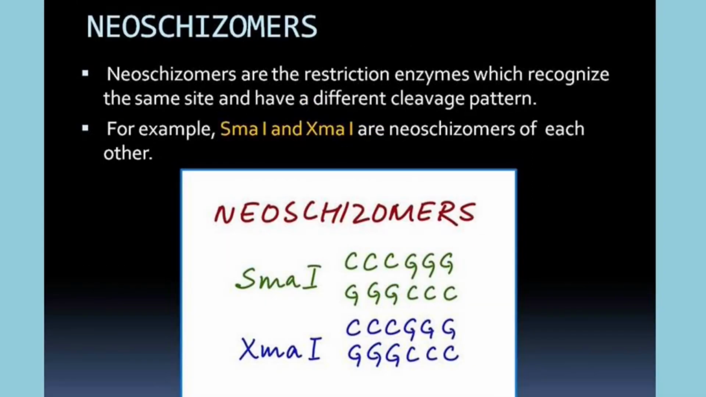And what about neoschizomers? Neoschizomers are restriction enzymes which recognize the same site and have a different cleavage pattern. For example, SmaI and XmaI are neoschizomers of each other.